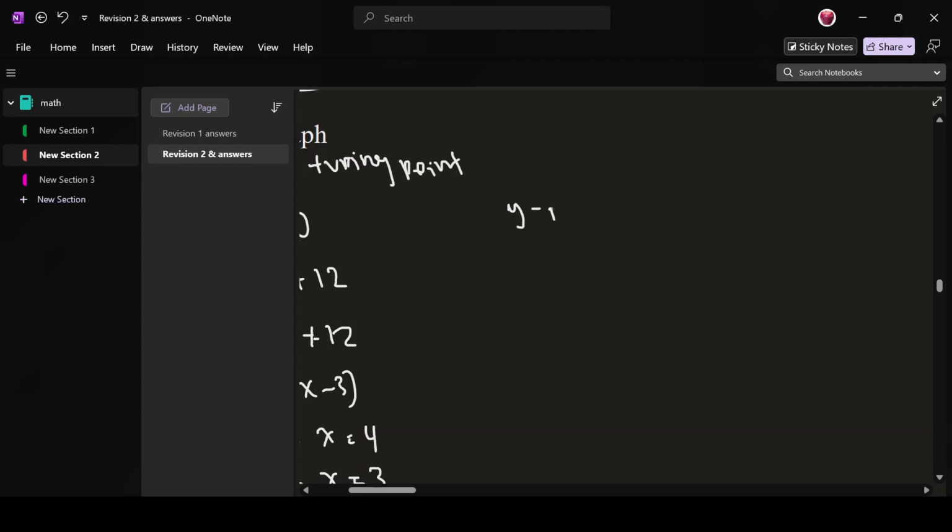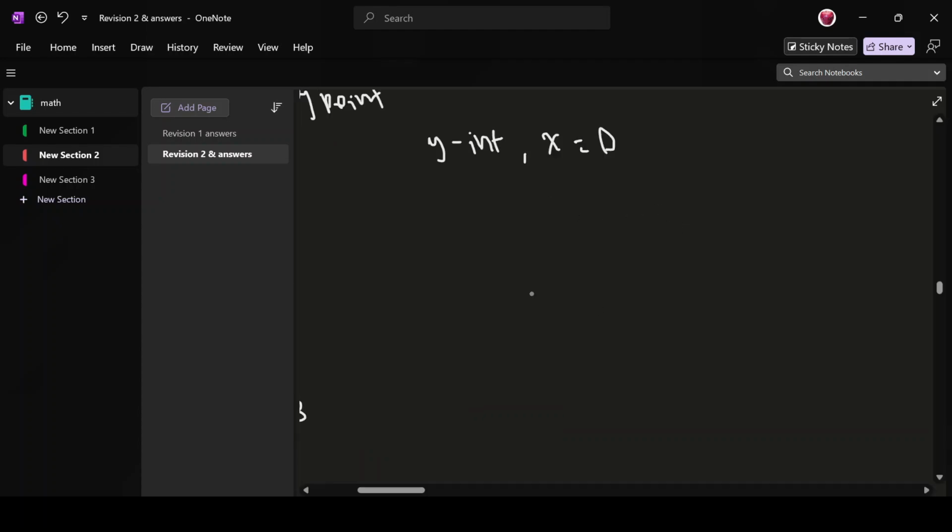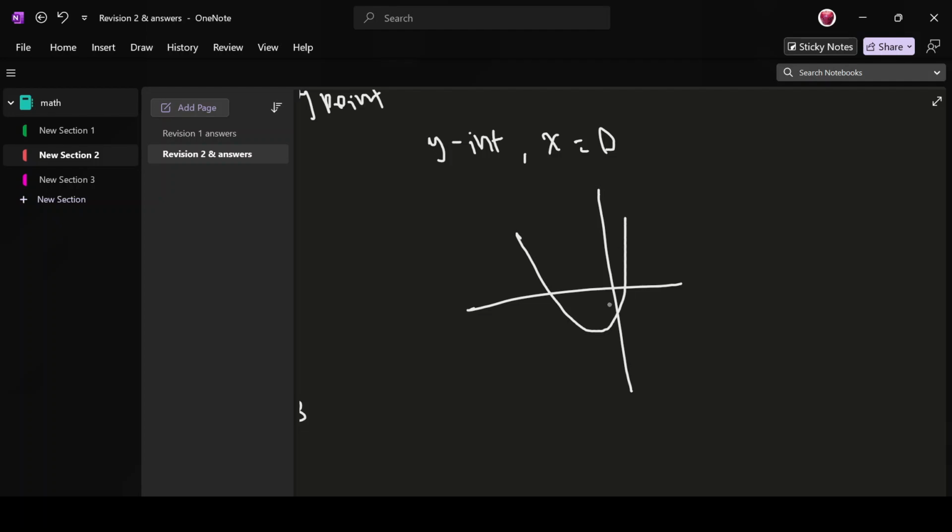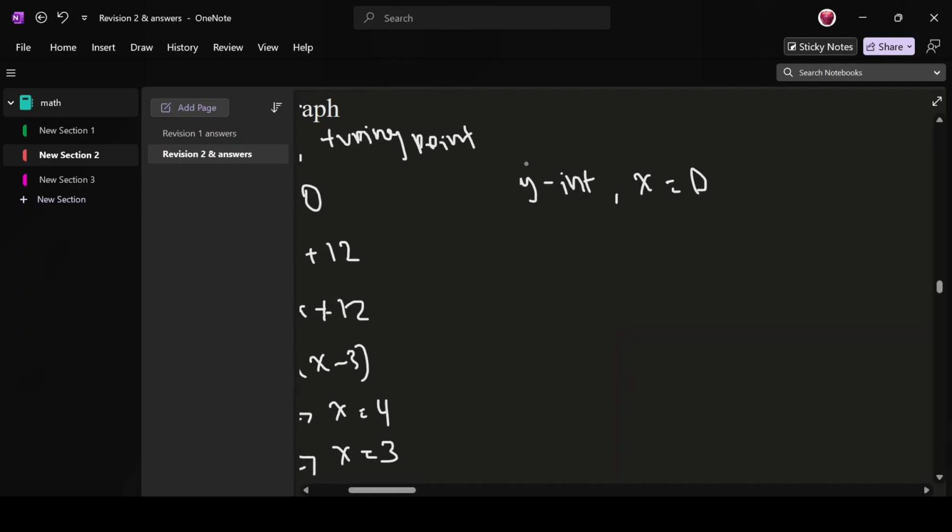When we're finding the y-intercept, x is always equal to 0. The idea of the y-intercept is the same as the idea of the x-intercept. It is where the graph touches the y-axis. So the y-intercept here is right here. And the y-axis lies on the point where x is equal to 0. So yeah, that's why x is equal to 0.